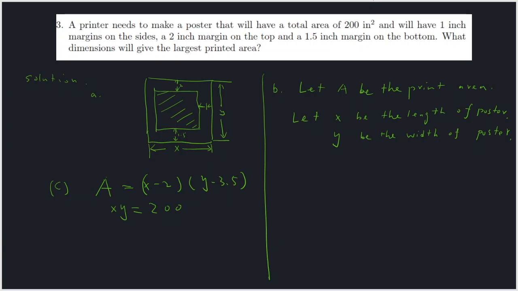Now, in step D, we are going to write A as a function of only one variable. That's the meaning of the next step. In order to do that, if you want to write A as a function of only x, you can solve the second equation for y, right? And then you write y in terms of x as 200 over x. I'll show you some more details.